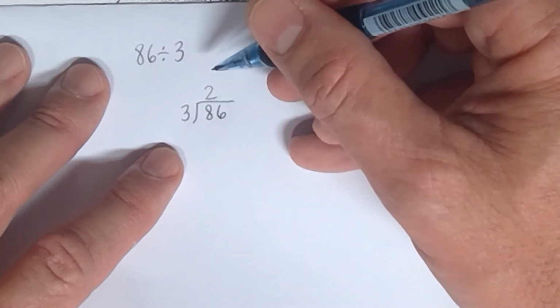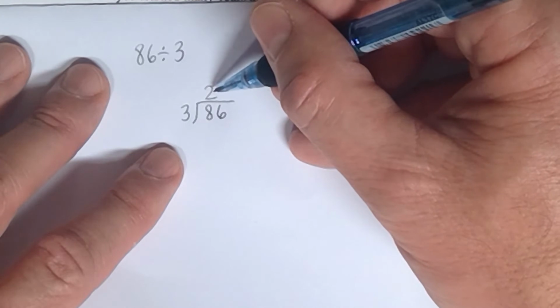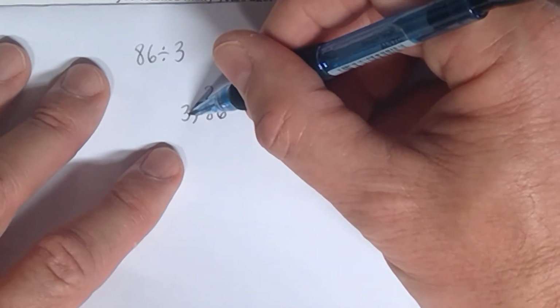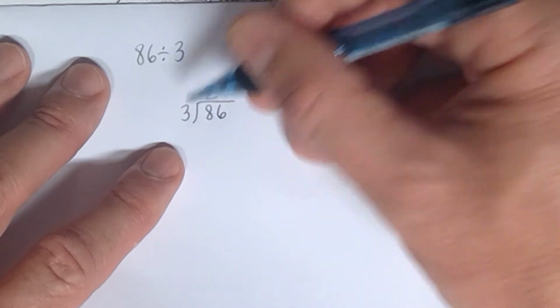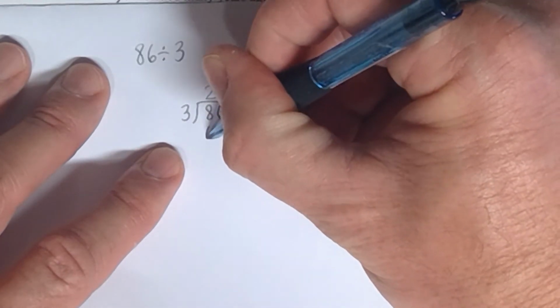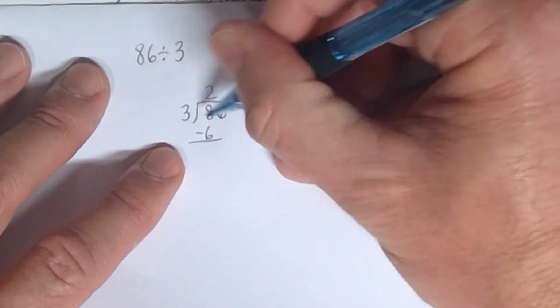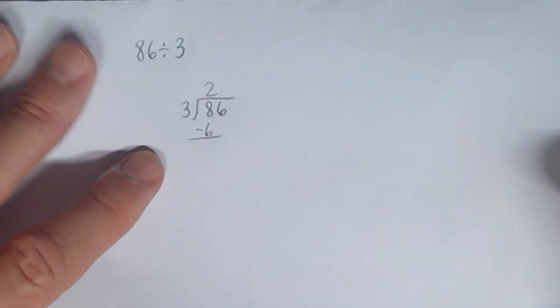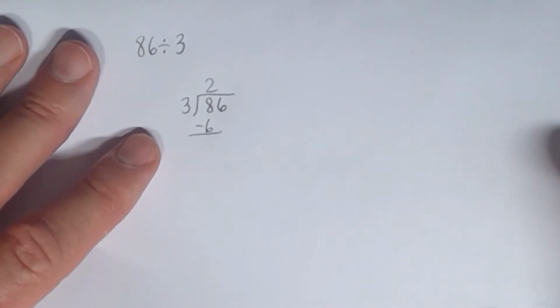All right. And then what do we do after we divide? We then multiply the 2 times the outside, don't we? That's 6, and then we put it underneath the 8 that we originally divided into. Okay, hopefully this is coming back to you. Let me know if you have any questions.